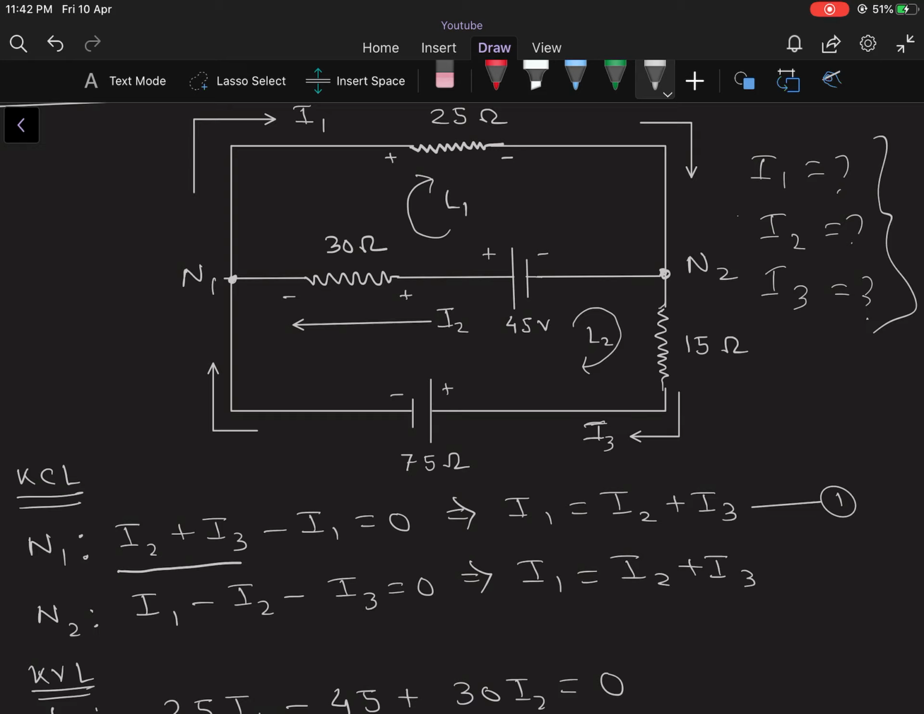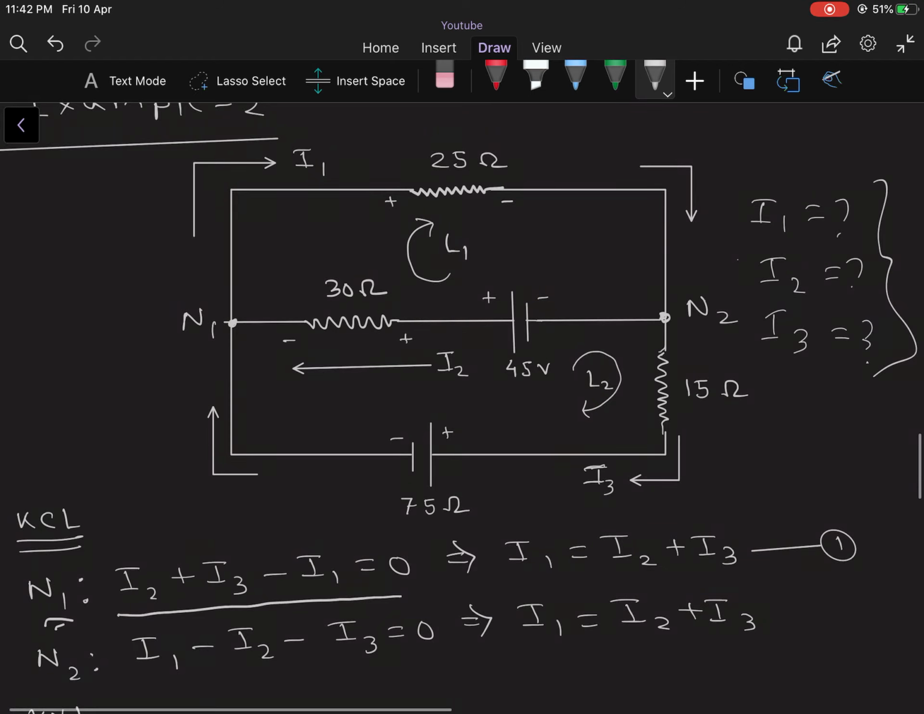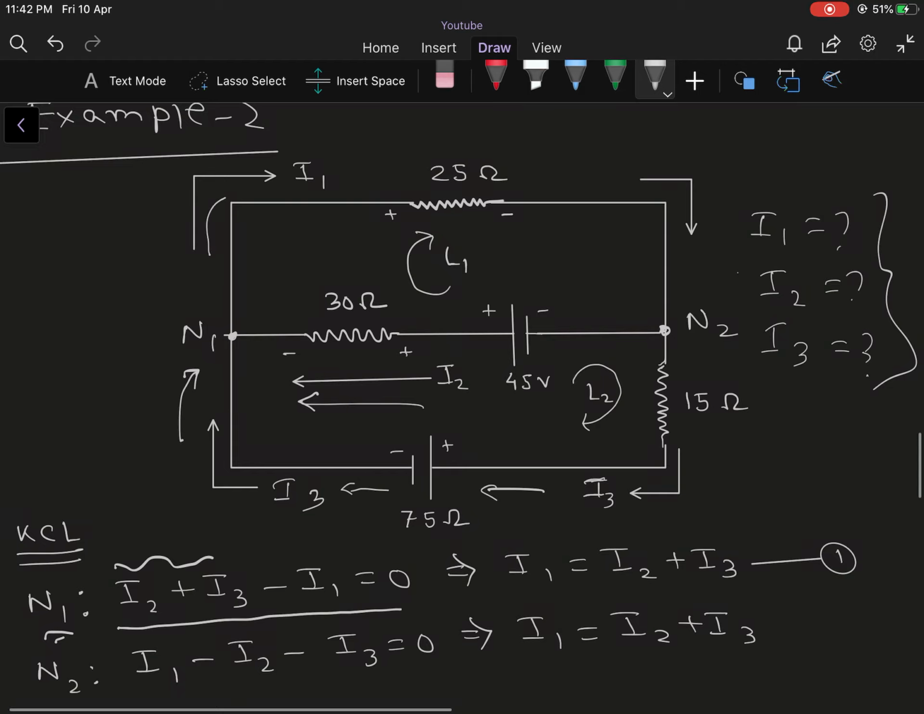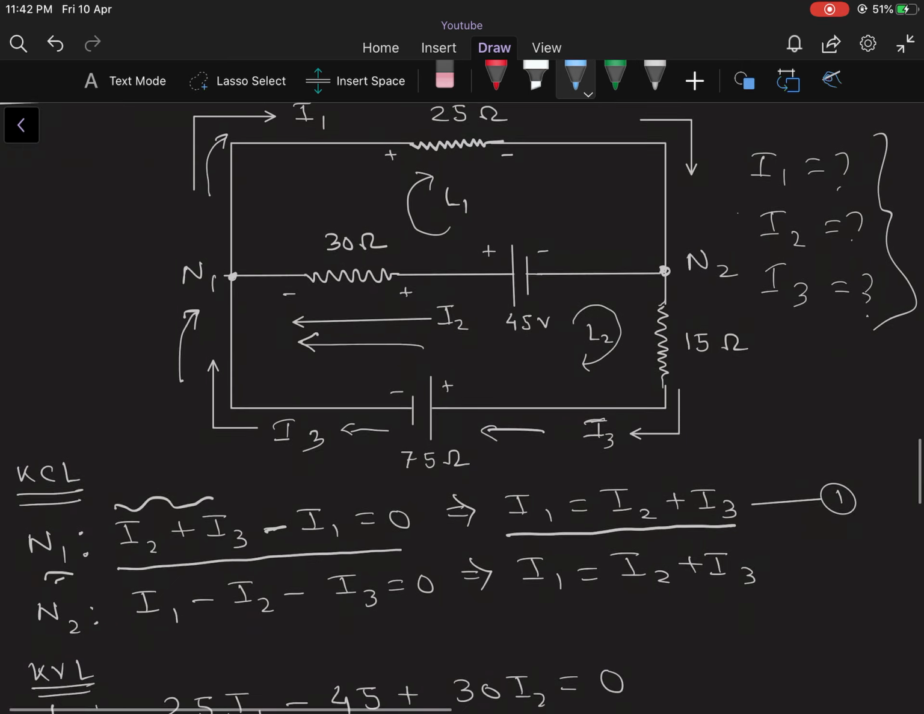Now if we apply the KCL at node 1, at this node 1, this I2 is coming, I3 is going into the battery, so the same I3 has to come out, I3 is also coming here, so I2 plus I3 are positive, but I1 is leaving the node, so the sign of I1 will be minus, so the sum of this will be 0. Then we can say I1 will equal I2 plus I3.